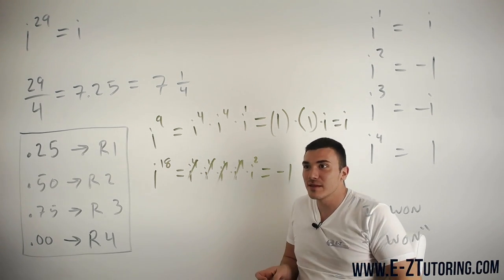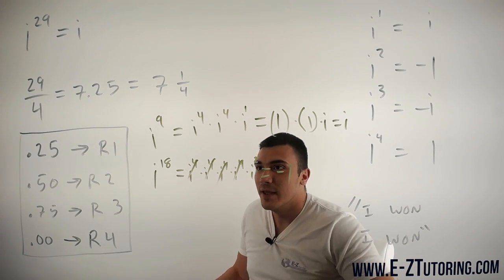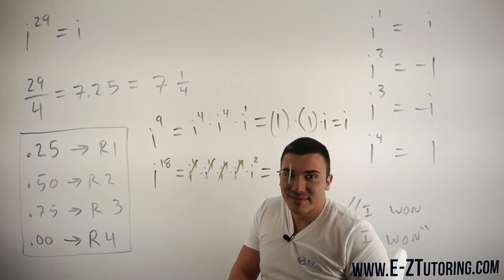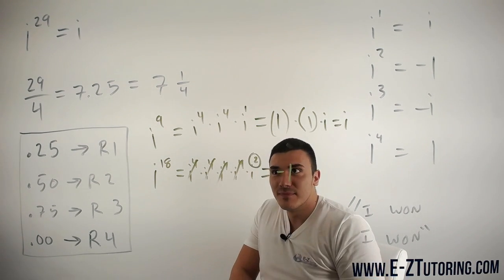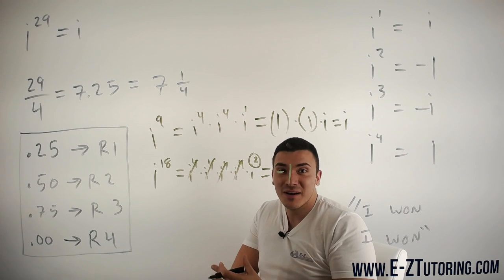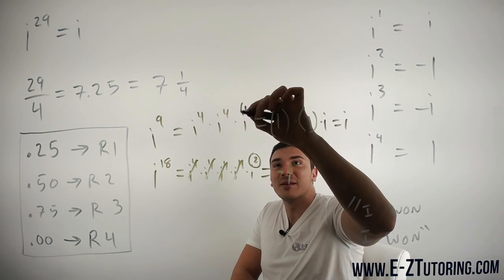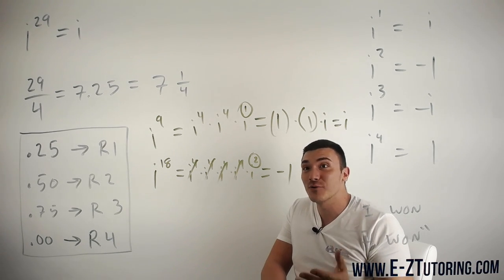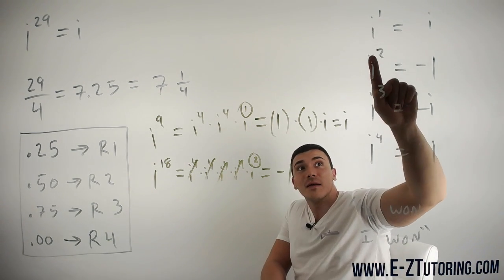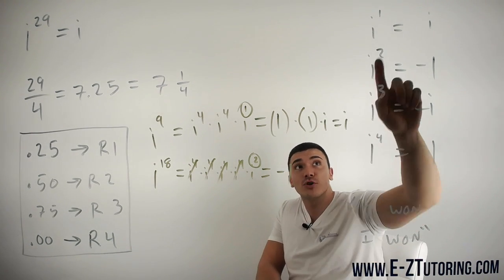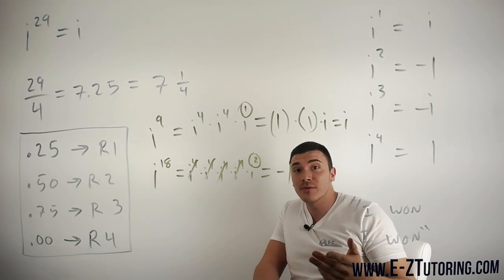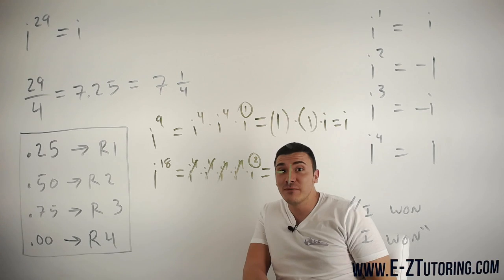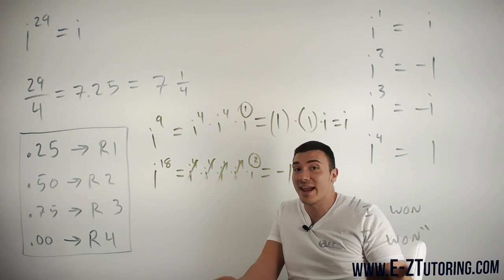Now you'll notice something very special from what we just did. 18 divided by 4, what's your remainder? Your remainder is 2. 9 divided by 4, what's your remainder? Your remainder is 1. So that's why in the future, all you need to do is find your remainder and then match your remainder with one of these numbers, whether it be 1, 2, 3, or 4, and then this will be your simplified form. You will only ever have one of 4 answers.